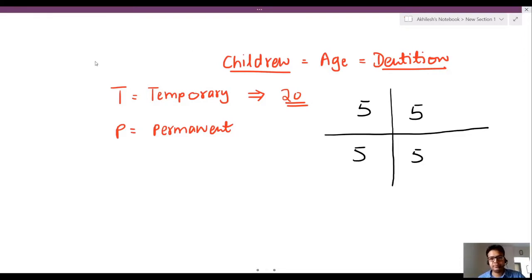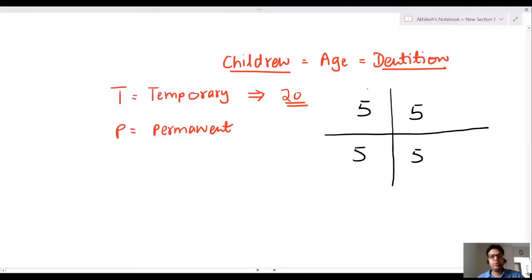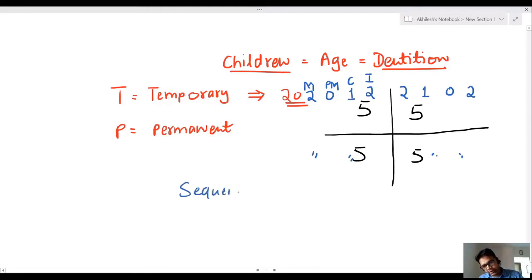2102. 2 will be in center. 2102. 2 are incisor, 1 is canine, premolar 0, molar 2. Same will be here. So total number we have is 20: 2102, 2102, 2102, 2102. Now what is the sequence of eruption of these?